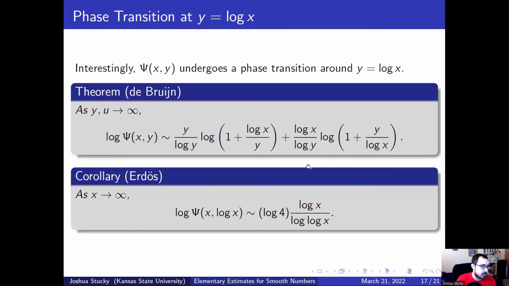And I should say that this theorem of de Bruijn that we're going to prove actually recovers a classical result of Erdős. If you just set y equal to log x and work out what this is, then the log of the counting function, where I'm looking at the log x smooth numbers up to x, is asymptotic to log 4 times log x over log log x. Also, I realize sometimes I've been saying log 2x. Hopefully it's been clear that I mean log log x in that case. I don't work with different bases, at least not in this research.